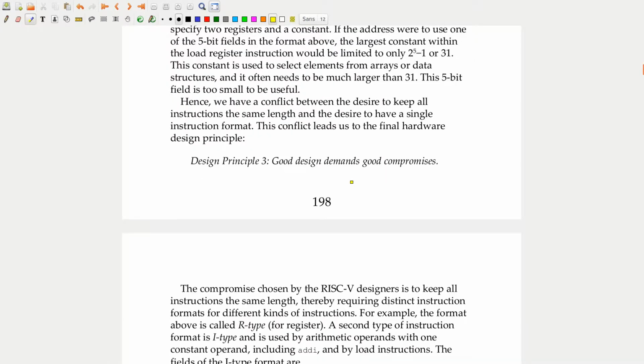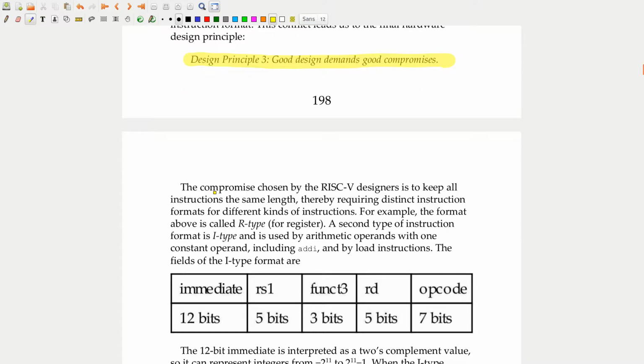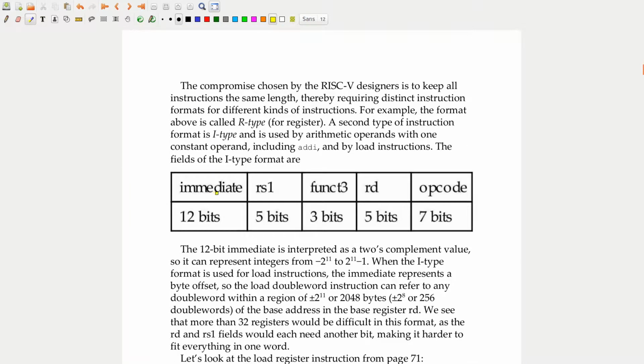Okay, so here's a good design principle that we should focus on for a second, and that's design principle 3: good design demands good compromises. Like we've mentioned many times before, we can't have the best performance and the best power. It's never going to happen. Those two things fight each other every step of the way.